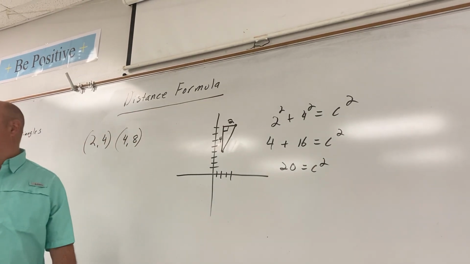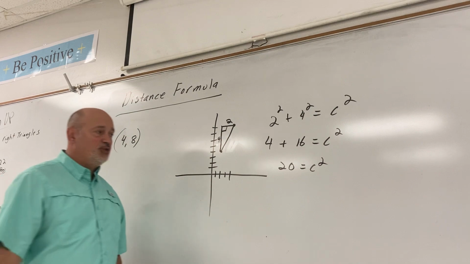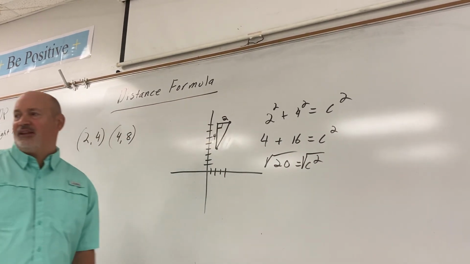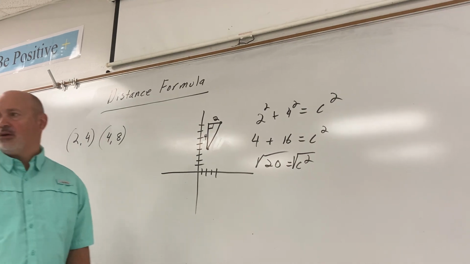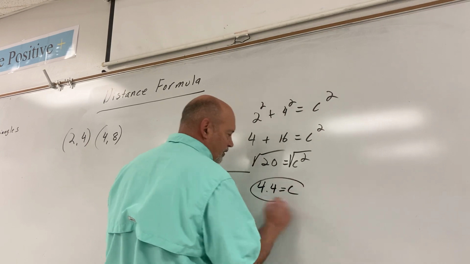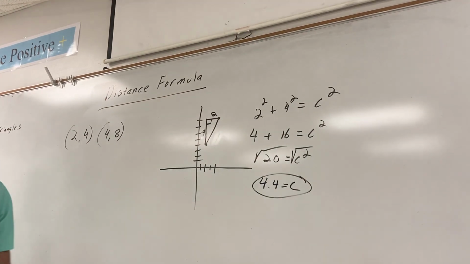And then is 20 my answer? No. What do we do? Square root it. Type it into your calculator. What is the square root of 20? 4.4. You sure? Yeah. Okay. She sounded pretty confident. So would y'all agree the answer is 4.4?